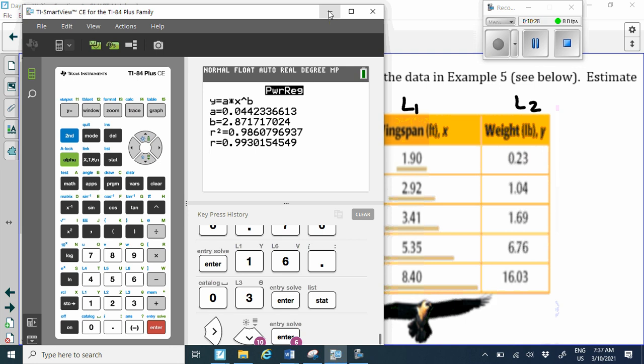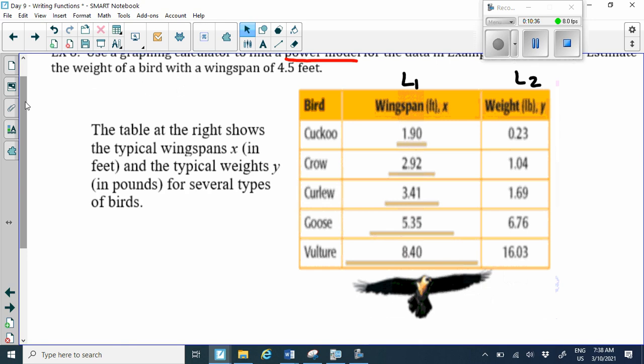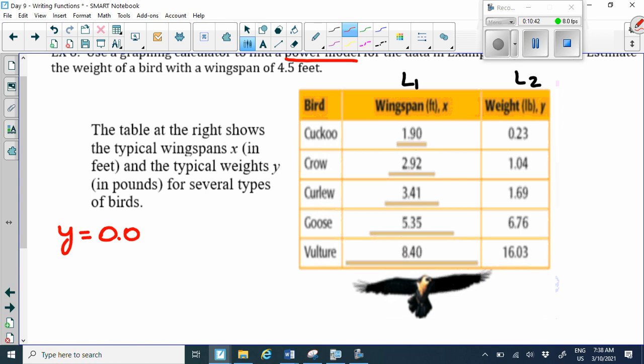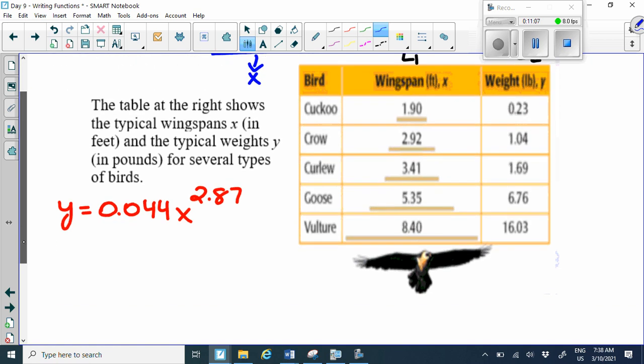And then I'm going to go ahead and round probably to 2 decimal places here. So Y equals, or A is 0.044. Maybe round to, well, this one I'm going to round to 3, so we have a little bit better approximation. And then here, 2.87. Okay, so now that I have my equation, the next thing it did ask us is to estimate the weight of a bird with a wingspan of 4.5. So wingspan, as we can look at the table, is our X value. So we're going to plug in 4.5 for X.